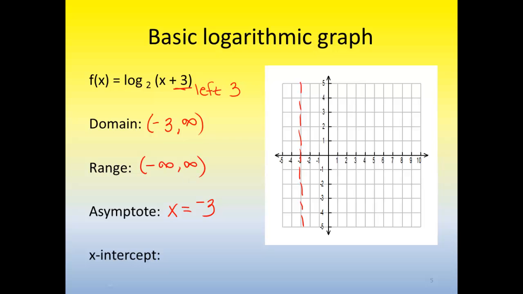And let's talk about that x-intercept. That x-intercept was at 1, 0, but now I will move it left 3. 1, 2, 3. It is still an x-intercept, and so it's at negative 2, 0. Again, we're going to worry about getting some other points later, but we can go ahead and sketch a basic logarithmic graph that looks like that.